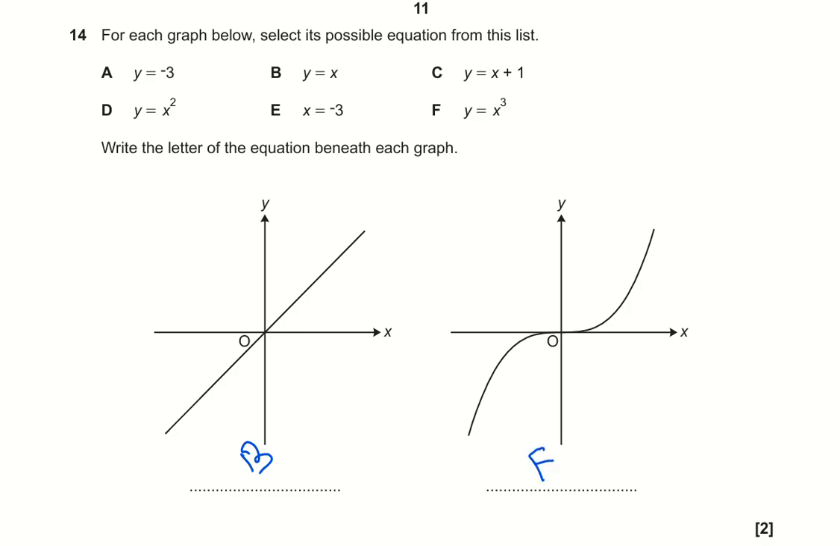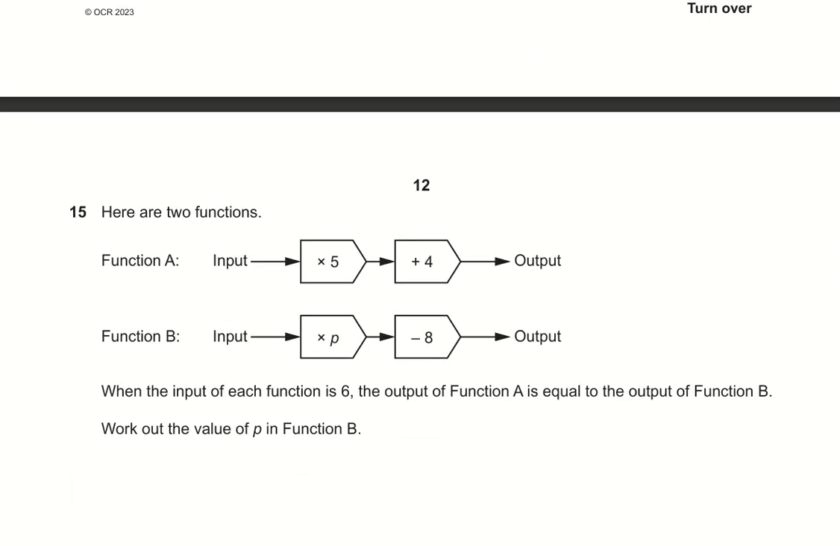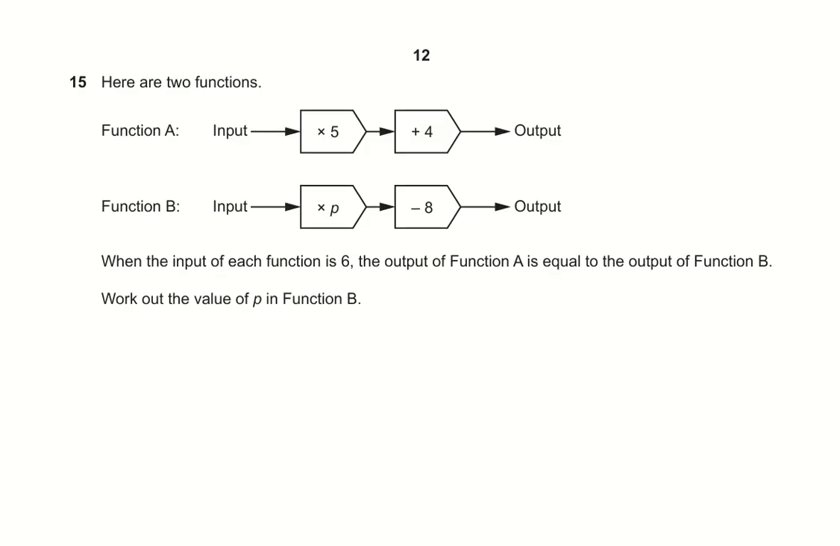Okay. Now let's go to the next one. Next question is function machine. Okay. Here are two functions. Function A: input times by 5 plus 4, output. Function B: input times by p take away 8, output.